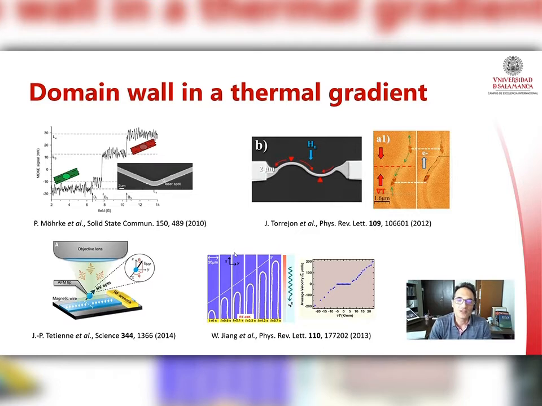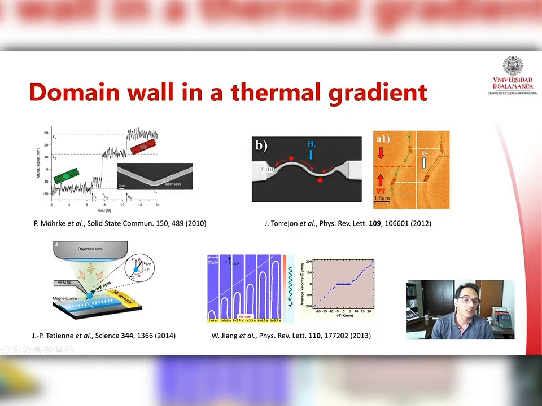But let's have a look first at what happens in ferromagnets and ferrimagnets, because here we have more experimental evidence. I just highlighted here some of the works that have been done regarding this matter. For example, this is in permalloy and this is also in permalloy, but the origin of the thermal gradient is different. Here it is heat from a laser spot, whereas here the thermal gradient is due to Joule heating when passing the current through the nanowire.